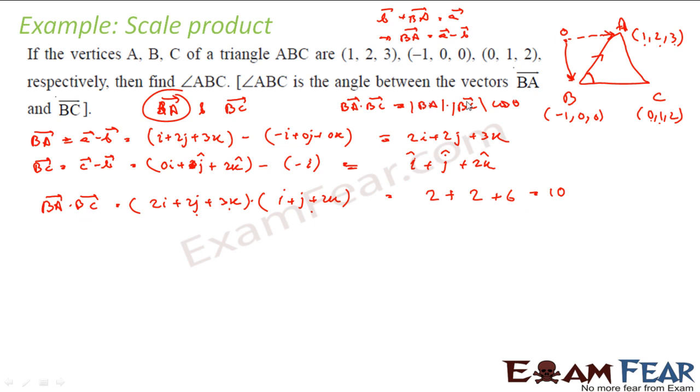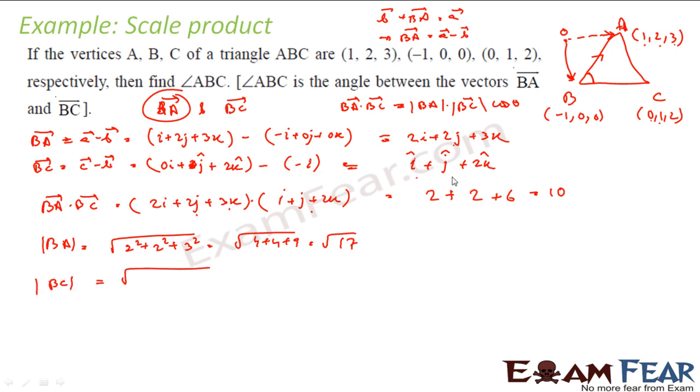Now I have to find the magnitude of BA and the magnitude of BC. Magnitude of BA is nothing but root of 2 squared plus 2 squared plus 3 squared. That is root of 4 plus 4 plus 9, that is root of 17. Similarly, BC is root of 1 squared plus 1 squared plus 2 squared. That is root of 1 plus 1 plus 4, that is root of 6.